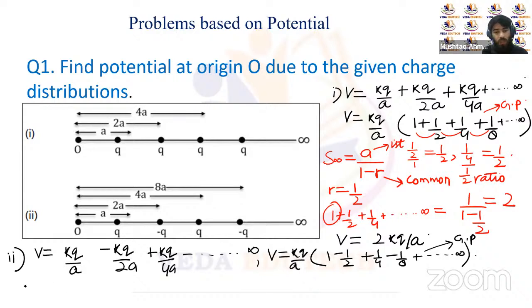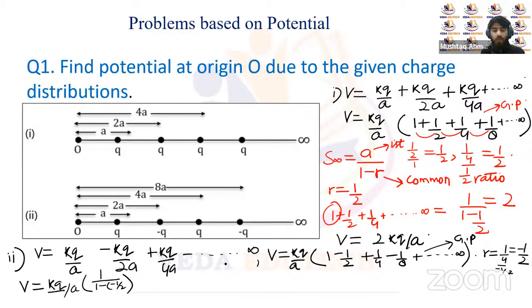So from here also the sum will be nothing but the first term, that's 1, and the common ratio, if we find it in this case, will be equal to 1 by 4 upon minus 1 upon 2, that will be equal to minus 1 upon 2. So minus 1 upon 2 will be the common ratio here. So the sum of this infinite series will be kq upon a, the first term is kq upon a, times 1 upon 1 minus of minus 1 upon 2, right?